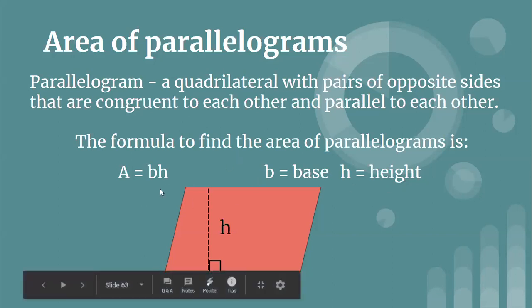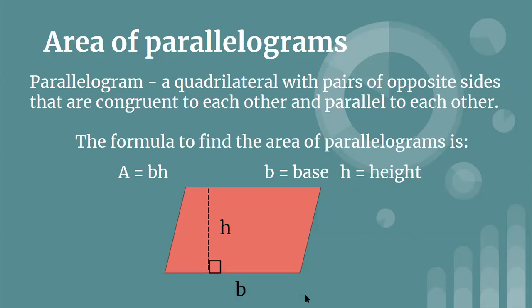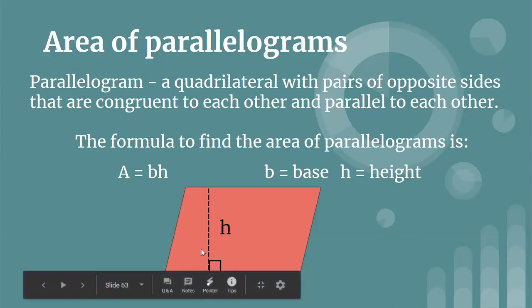So here we have a parallelogram. We got B at the bottom, and then H is the height. So when you're measuring the height of a parallelogram, you want to make sure that it's perpendicular. If the line right here is not perpendicular, that means that the height is not true.